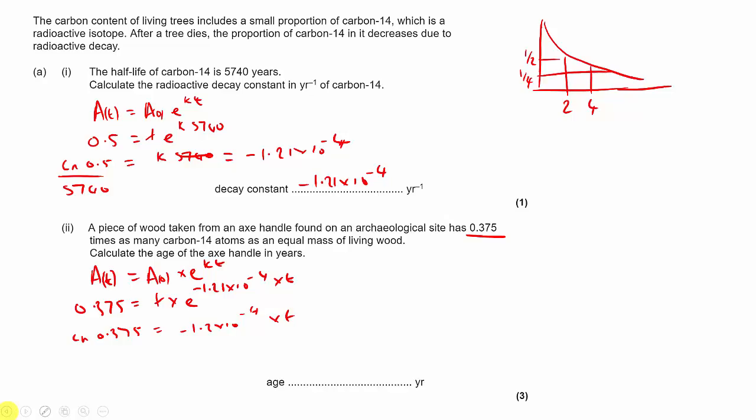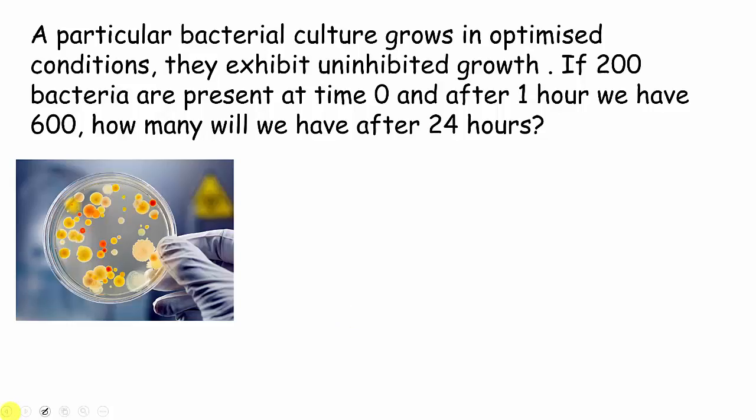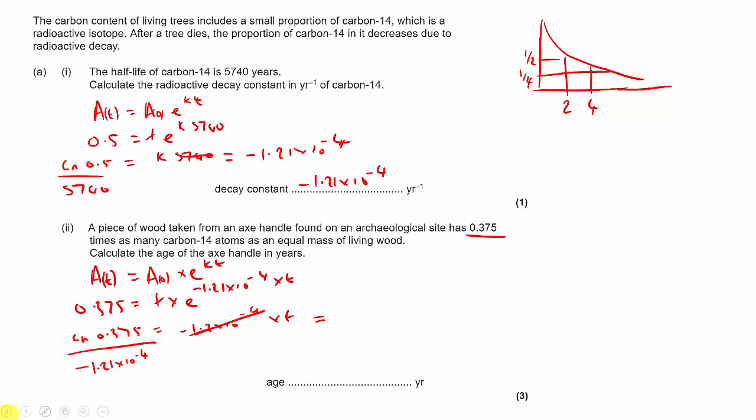Okay, and then simply dividing both sides by minus 1.21 times 10 to the minus 4 gets rid of it there, and that will give me T. So dividing through, ln 0.375 divided by minus 1.21 times 10 to the minus 4 gives me a value of 8122, which is the number of years old this sample is.